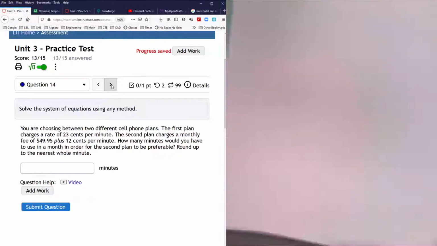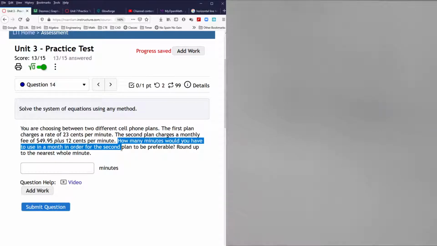Question 14, they're asking you about cell phone plans. And so, again, we're just going to read through here and try to figure out a way to represent this, okay? So they give us some information about some cell phone plans, and then they ask you about the number of minutes you would have to use in a month for the second plan to be preferable. Now we have to interpret that a little bit, right? What does preferable mean? Well, preferable means that it costs less.